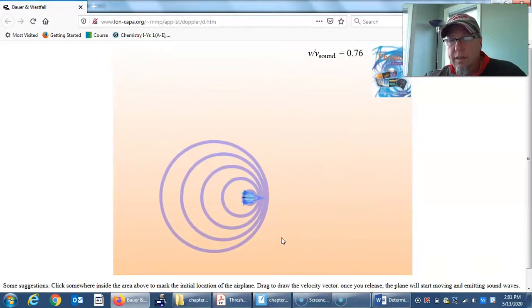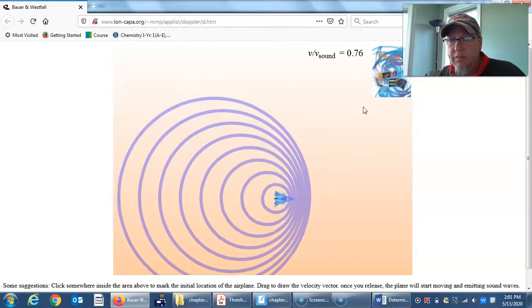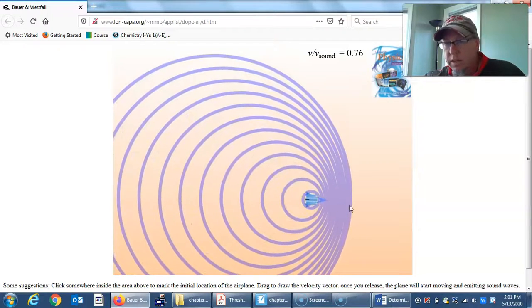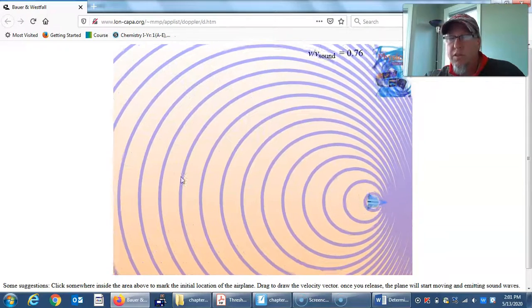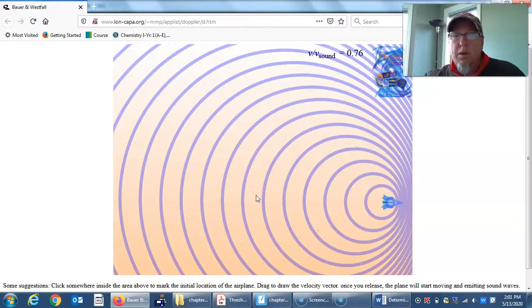And you'll see the effect even greater because the plane's traveling faster. Look at how squished together the waves are. This would be a really high pitch for the engine of the plane, and this would be a very low pitch. Now we can actually make the airplane fly faster than the speed of sound.